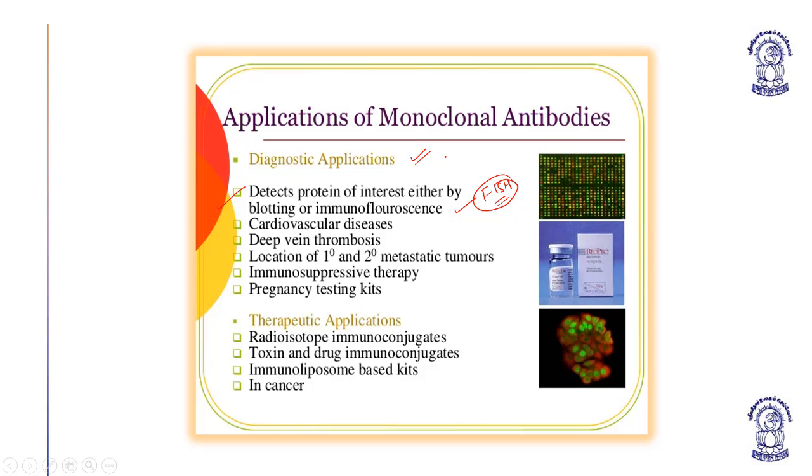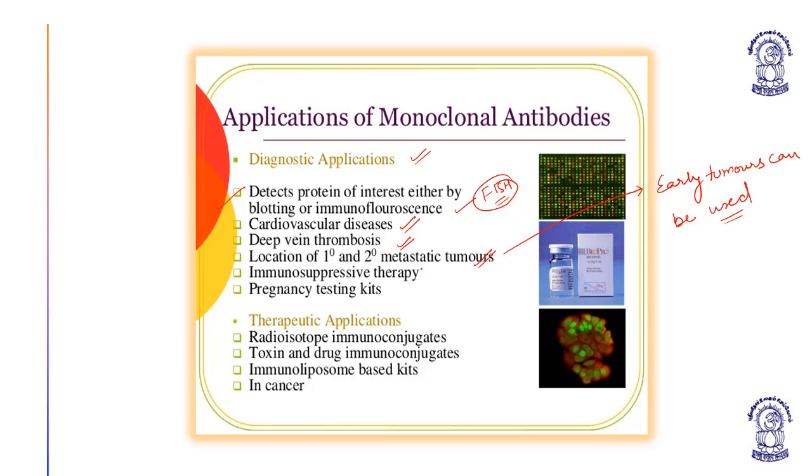Monoclonal antibodies are used in various diagnostic procedures to detect different types of pathogens and bacteria, to diagnose pregnancy, allergies and diseases such as hepatitis, rabies, cardiovascular diseases, deep vein thrombosis, and to locate primary and secondary metastatic tumors. They can be used for the early detection of tumors and to trace the metastasis, meaning the distant spread of the tumor cells.